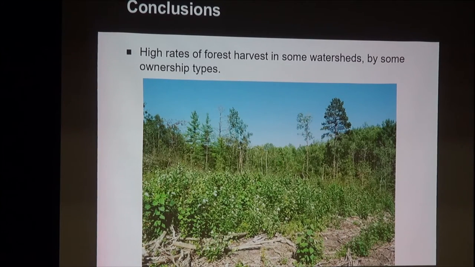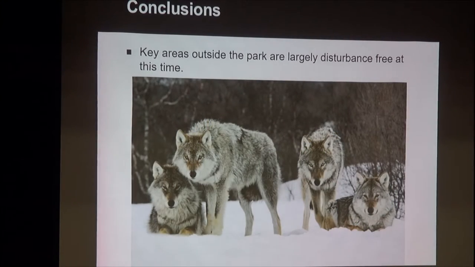We saw some high rates of forest harvest in some watersheds by some ownership types. We're not saying that those are necessarily unsustainable harvest rates, but it is interesting to be able to look at the harvest per watershed, because I don't necessarily think that certain ownership types look at it from a watershed perspective, but if you're over harvesting one watershed, that could lead to additional sedimentation, a lot of downstream effects. So being able to monitor these watersheds is important.